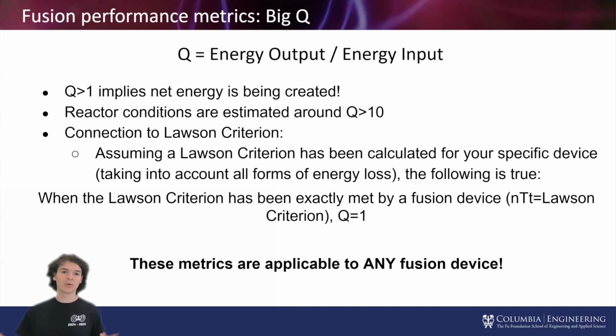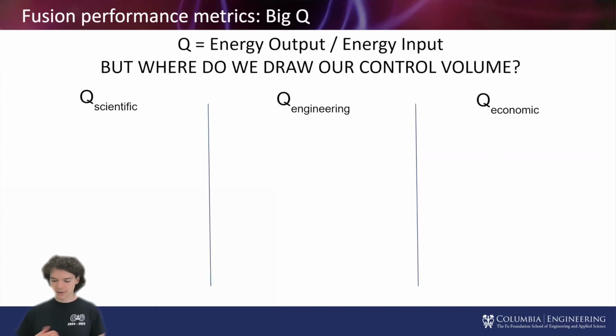Maybe you asked, okay, what was the Q value that came out of that plasma? That should be pretty telling. But now, where are we drawing our control volume for energy in and out? We were talking about that before. I've been talking about energy out and energy in, but I haven't told you where the control volume is. So when I say our system is losing energy, what does that even mean?